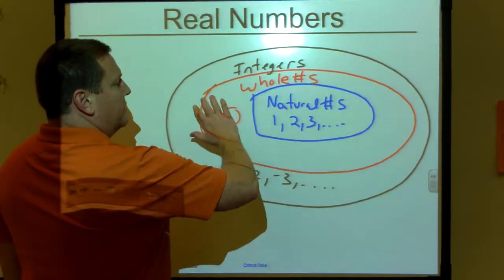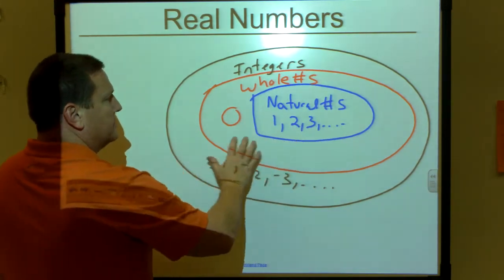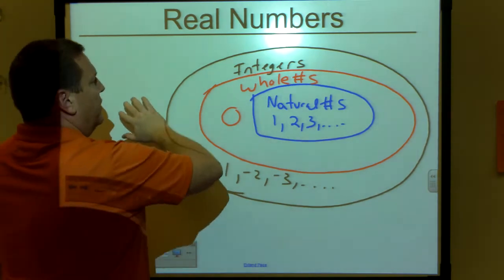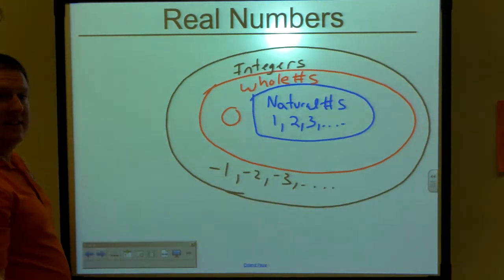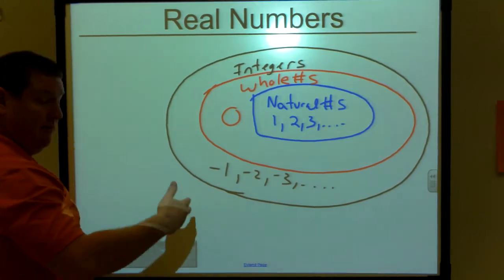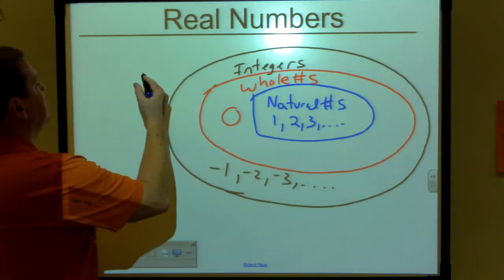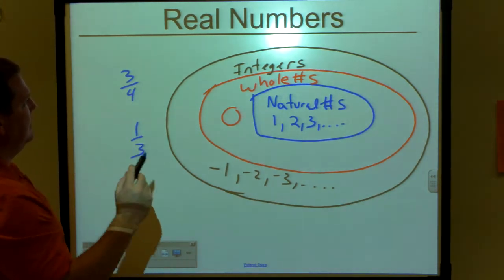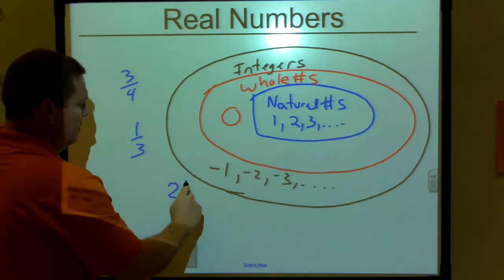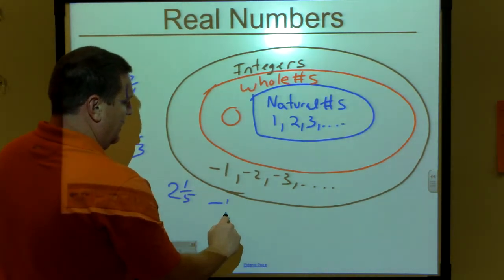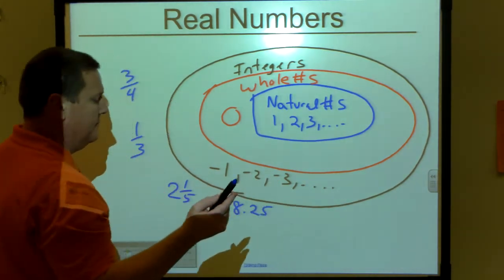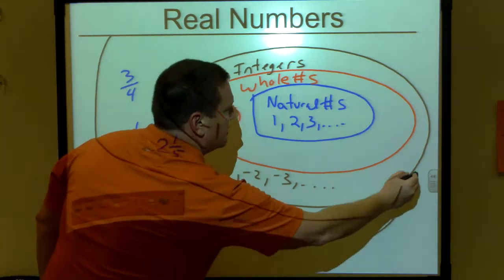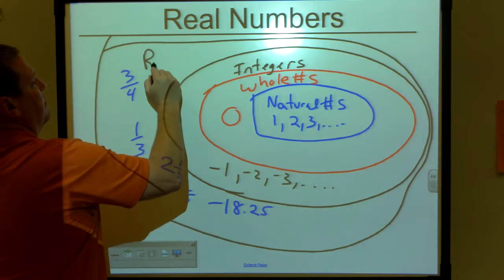All natural numbers are considered whole numbers. All whole numbers and natural numbers are considered integers because these are subsets of their bigger sets. And then when you take anything outside of here that actually has a decimal or a fraction, even including negatives, let's say 3/4, 1/3, 2 1/4, -18.25, anything like this, we refer to them as rational numbers.